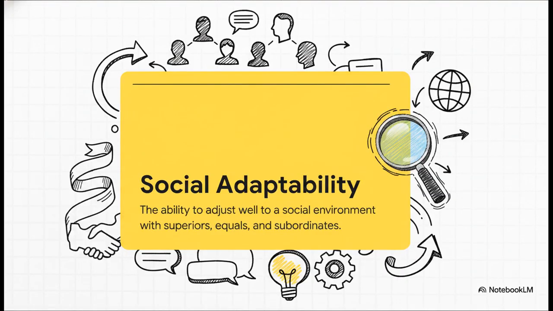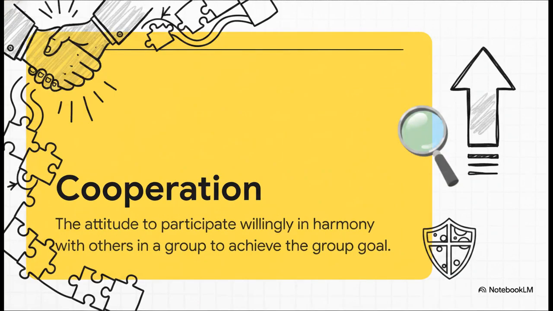Social adaptability is so much more than just being friendly. It's that refined skill of being able to fit into any social setting and connect effectively with everyone, whether they're above you, at your level, or on your team. It really requires social intelligence and a whole lot of tact. In this model, cooperation is really seen as an attitude. It's about willingly and harmoniously jumping into a group effort, and it's all driven by a genuine belief that the team is stronger than any one individual. It's about being loyal to the group's goals.